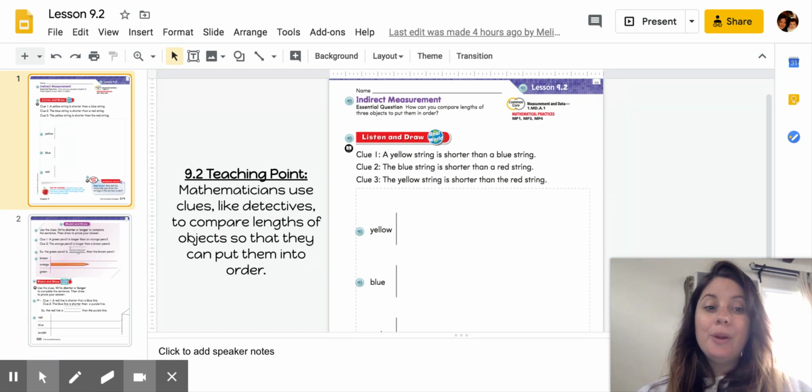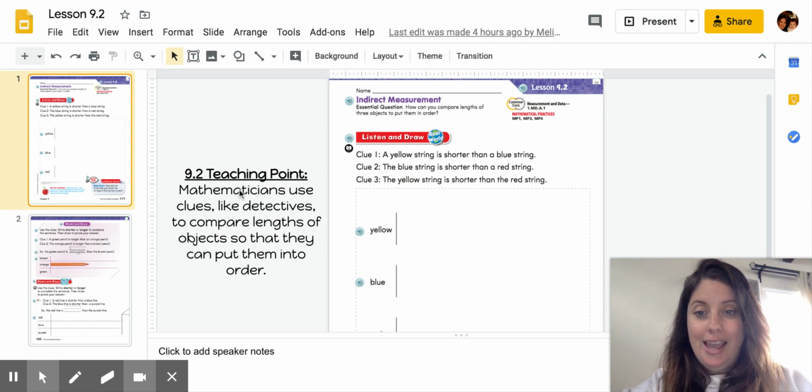What I wanted to teach you guys today is that mathematicians can use clues, like detectives, to compare lengths of objects so that they can put them into order. So today we're going to be reading a lot of clues. We're going to be thinking about those clues, and then we're going to be drawing those clues out to see if we can put different objects into order. Let's take a look at this page.